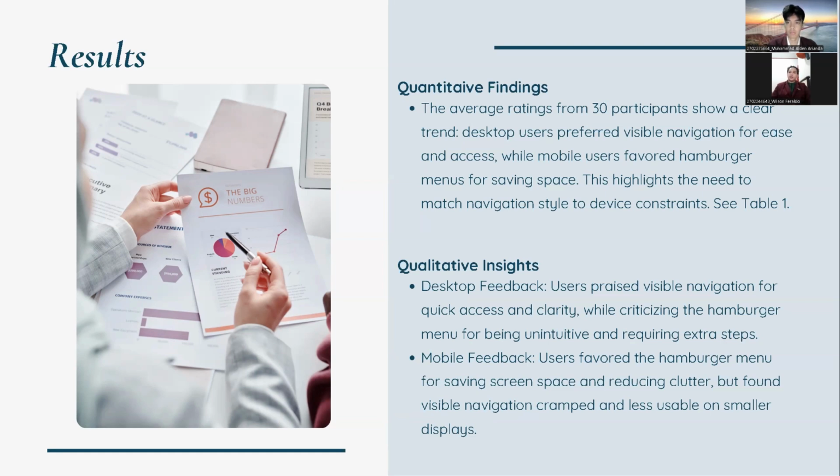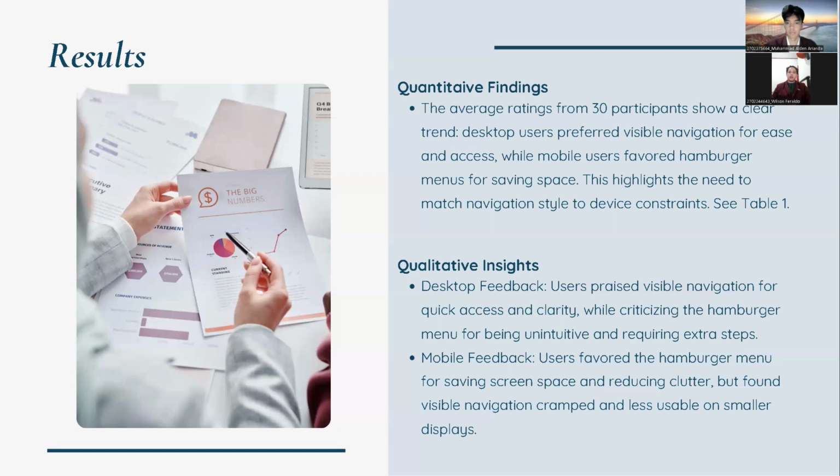Desktop users valued the immediacy and clarity of visible navigation, while many found the hamburger menu less intuitive due to the additional interactive steps. Mobile users, on the other hand, appreciated the hamburger menu for minimizing clutter and maximizing content visibility, whereas visible navigation was criticized for occupying too much screen space and diminishing visibility.